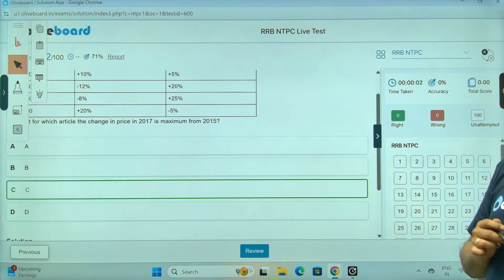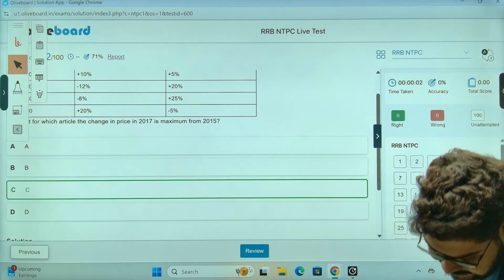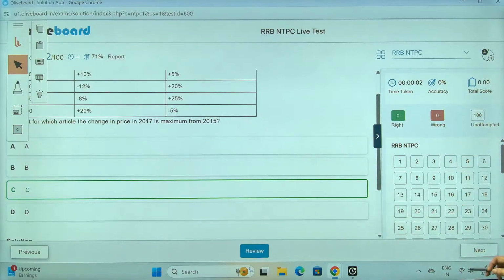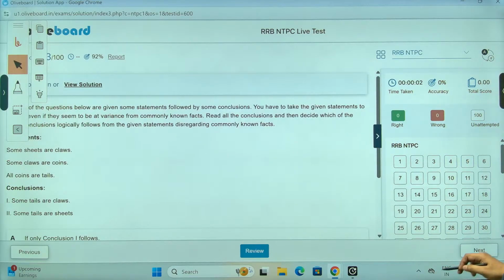My mistake, everyone. My mistake, sir. Yes, Satish, Arghamita, absolutely C is the correct answer. C is most definitely the correct answer.